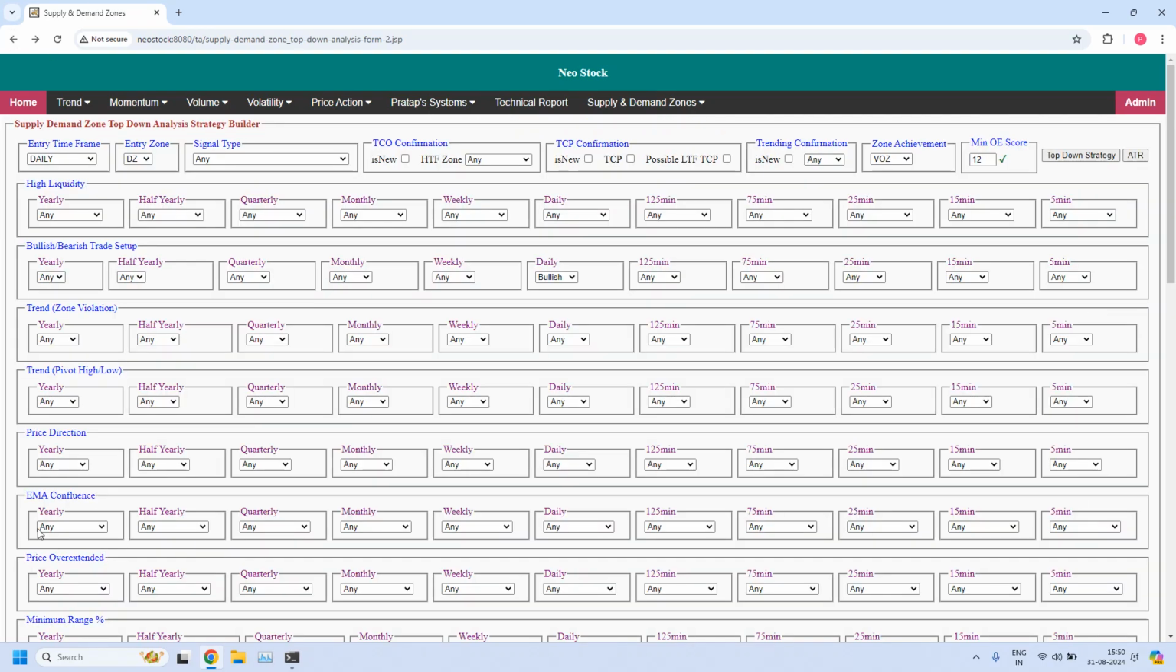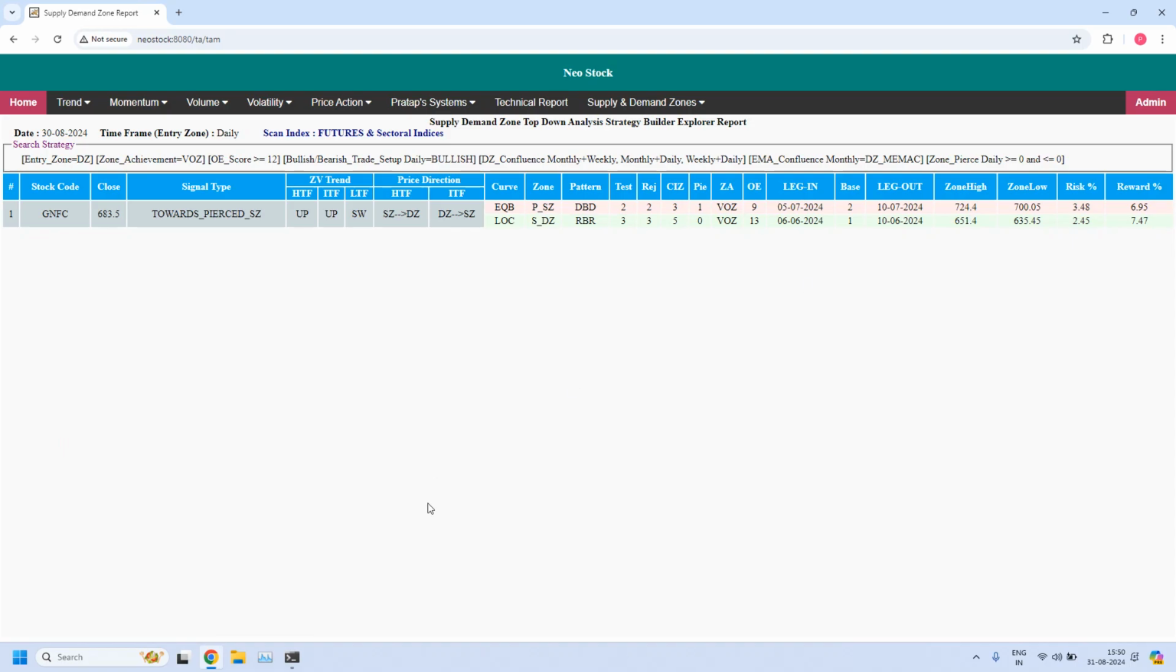So now in the EMA confluence, I want to add the monthly time frame. So monthly demand zone with monthly EMA confluence. This is the monthly demand zone with monthly EMA confluence. That's wonderful. The same stock is also having monthly EMA confluence and also having LTF, ITF, HTF confluence, and also supporting a bullish trade setup for monthly income trade.